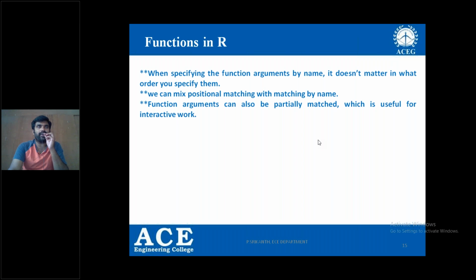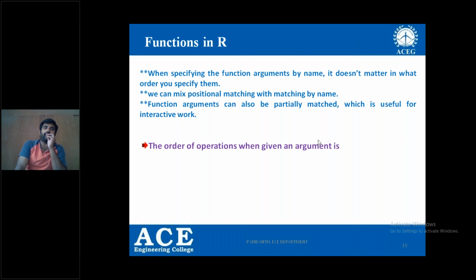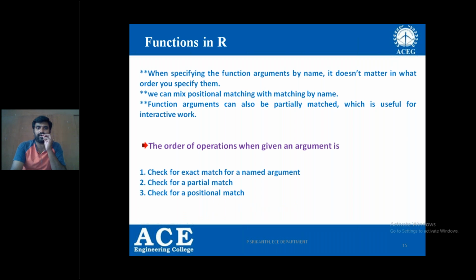For example, if the argument is length.out, that is the sequence of the density function equal to some length, like that I have given the argument. And simply if I say len, it takes the value. That is called partial matching. The order of operations when matching an argument: first, check for an exact match for the named argument. Next, check for a partial match. The next one is positional match. So this is the order of checking the arguments while writing the functions.